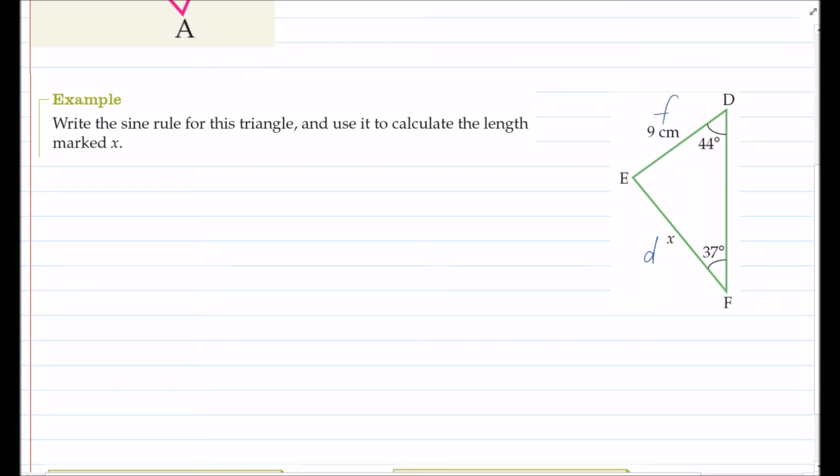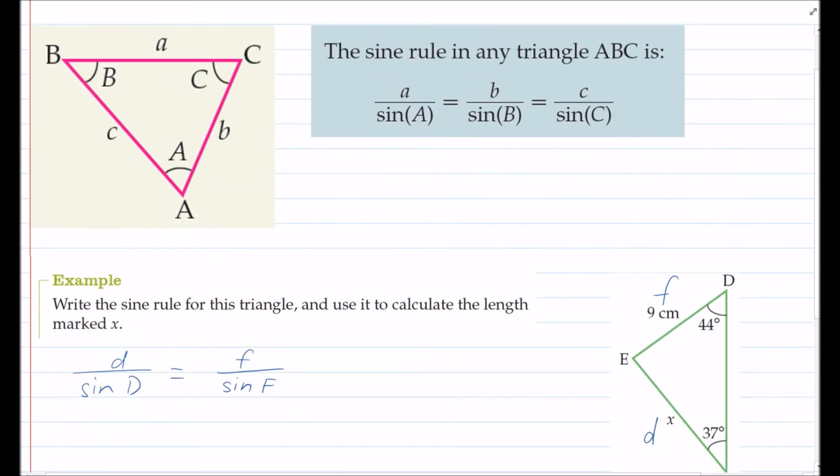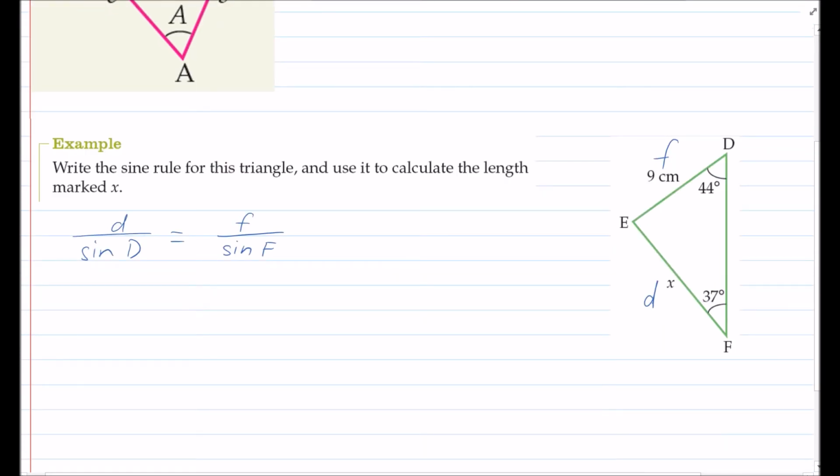Now because we're looking for a side, I'm going to put the side measurement on the top of our formula. So I'm going to write little d over sine of big D, which is my angle, is equal to little f over sine of our big angle F. So you can see here that the letters that we use are not important, just so long as we're matching our angles up with their opposite sides.